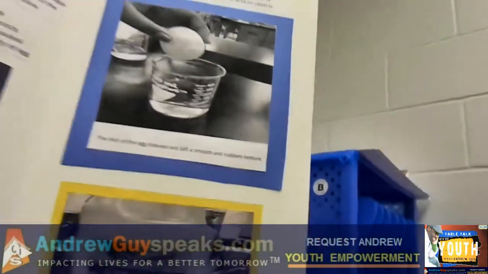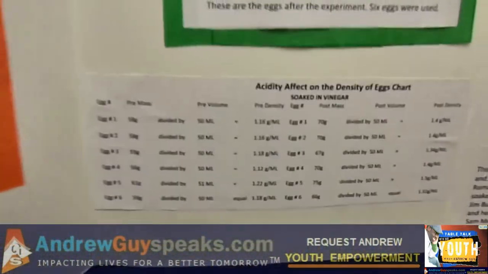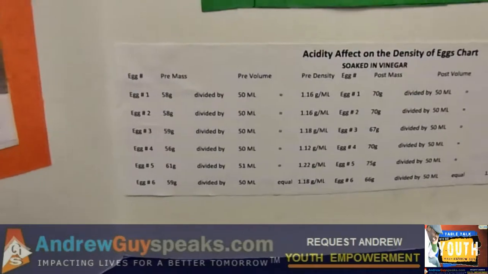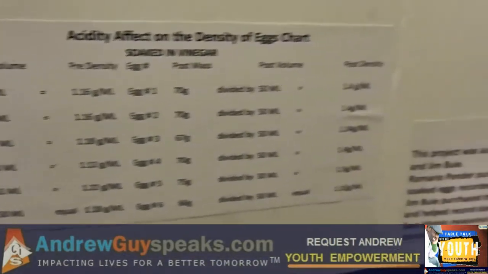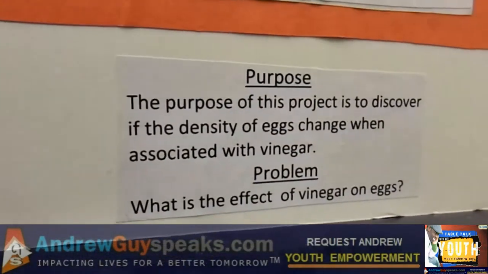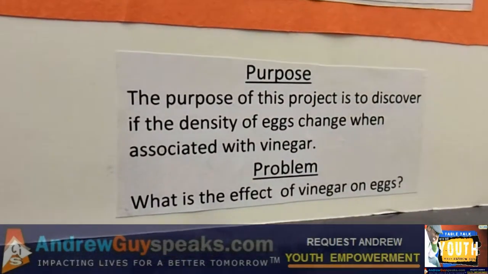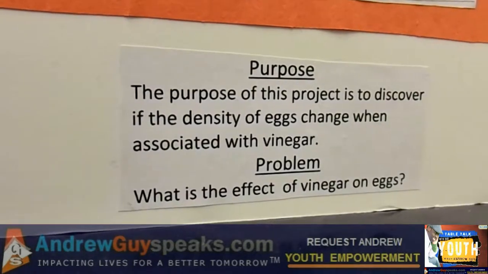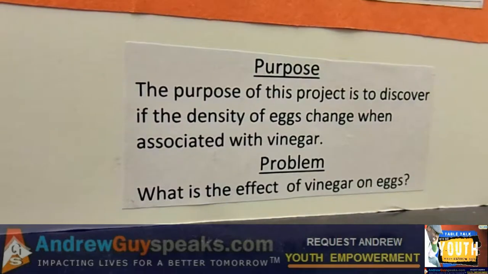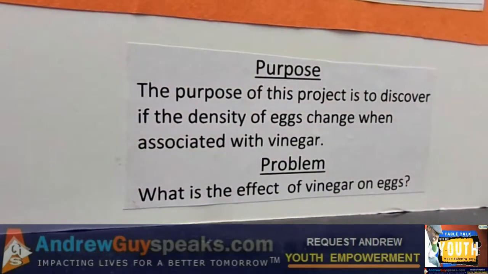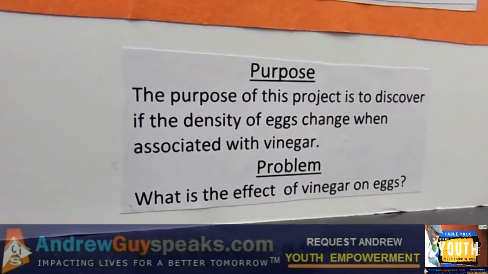Okay. Then he came in and then he talked about his data. He gave the data right here. This is his data right here. Then he came over and he talked about the purpose. Why in the world do we want to do this? He said the purpose of this project is to discover if the density of eggs change when associated with vinegar. Problem, what is the effect of vinegar on eggs?